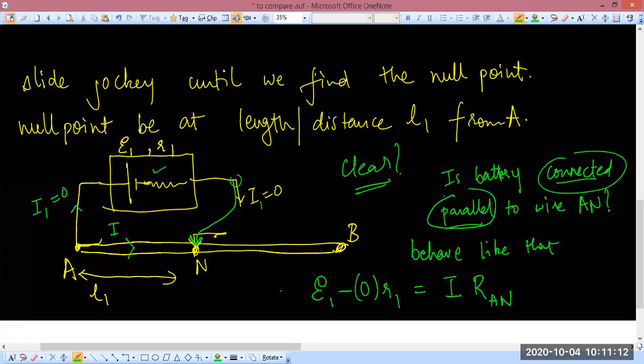What say? Is it clear? All right. Yes, because I1 is 0. Because I1 is 0. Right?